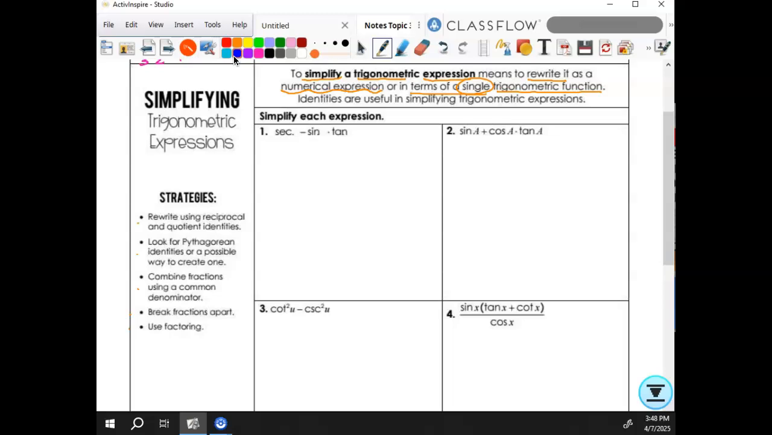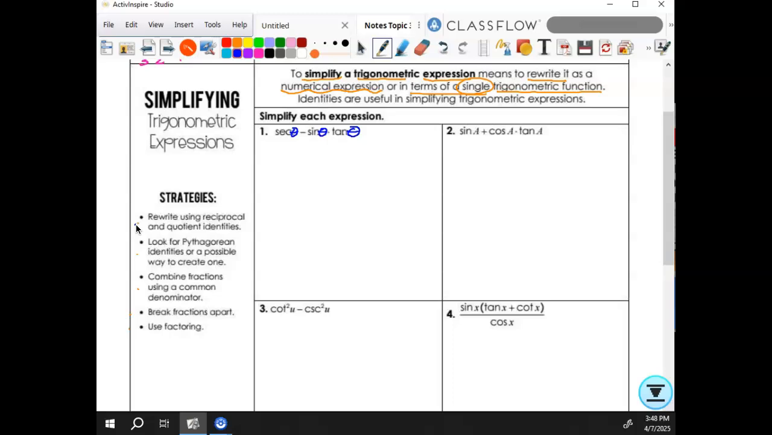Let's look at this first one right here. Something disappeared from here; these should all have thetas in them. So secant theta minus sine theta times tangent theta. These are not equations. There is no equal sign. I'm not solving for anything. I am simplifying. So I've got secants and sines and tangents. One of the strategies says rewrite using reciprocal and quotient identities, but I don't want to necessarily rewrite every single one of them, and sometimes you can hurt yourself by doing too much at once.